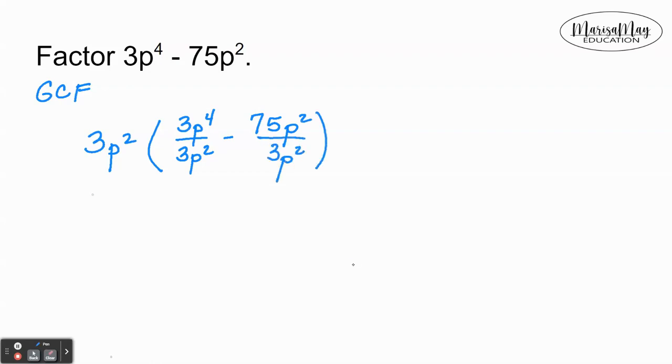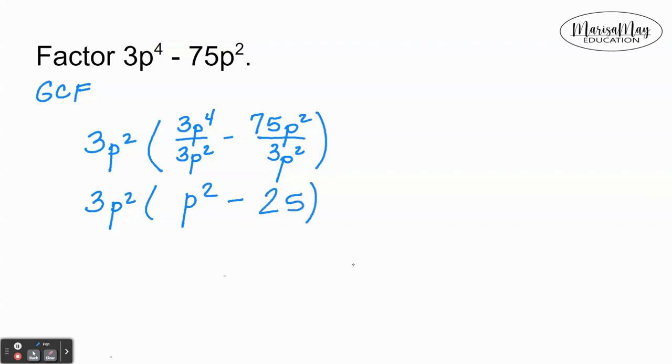And let's simplify now inside of my parentheses. So the 3p to the fourth divided by 3p to the second would give me p to the second. And then 75p to the second divided by 3p to the second would give me 25.